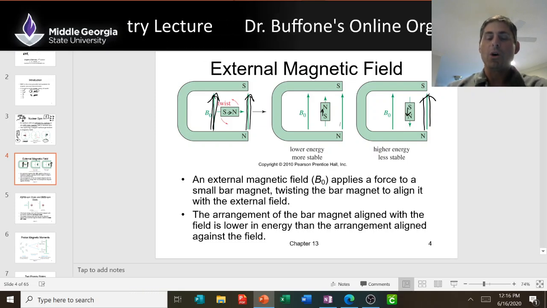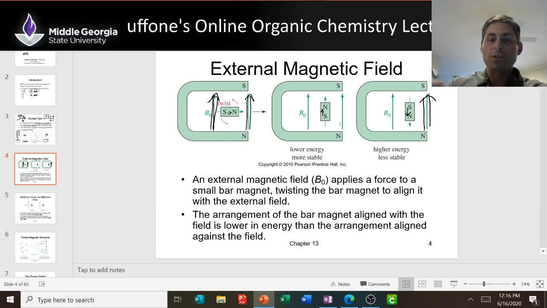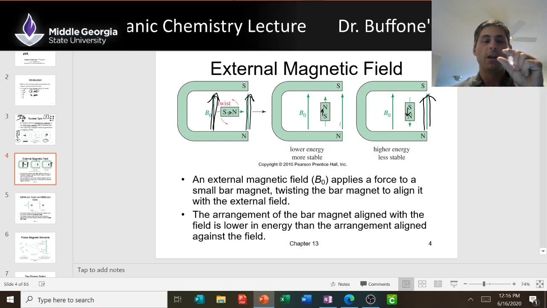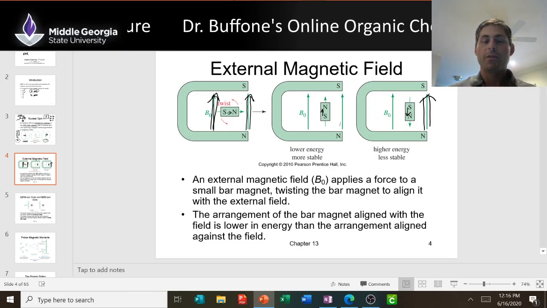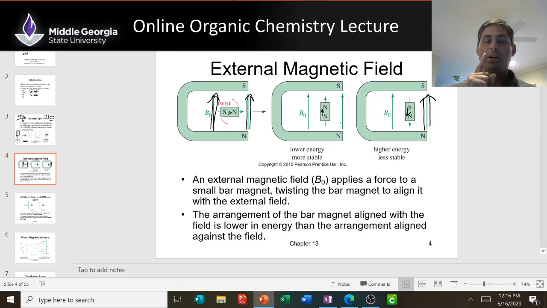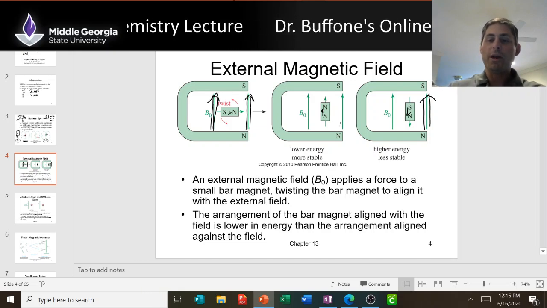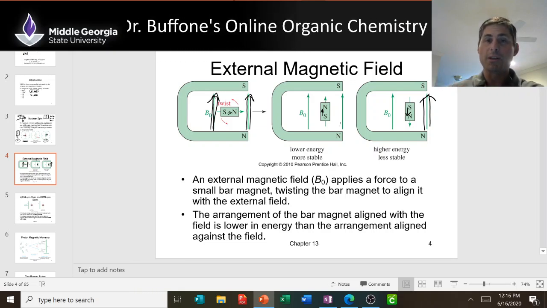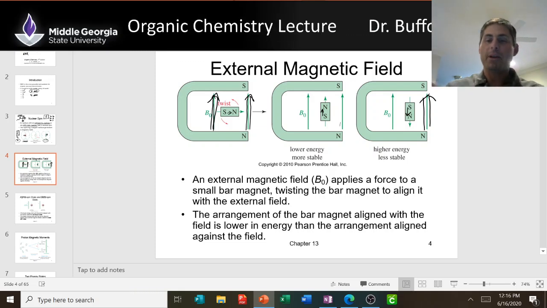So what we know is that if you take something that generates a little magnetic field, like a small bar magnet, and you put it inside a large magnetic field, that bar magnet has two options. It can either align with or oppose. If it aligns with, it's stable, it's low energy. If it opposes, that costs energy, and you have to put energy into it to go up in energy.